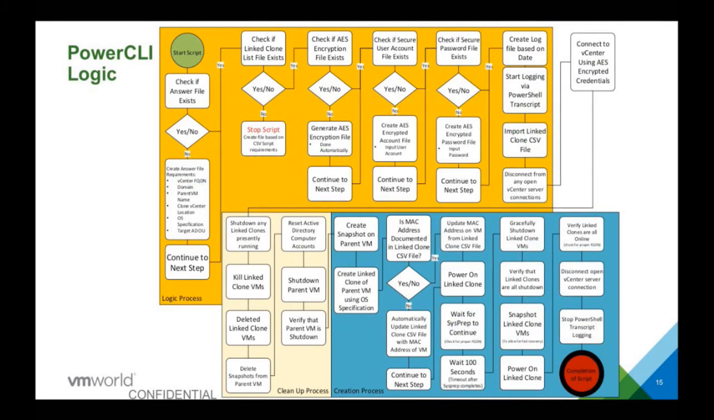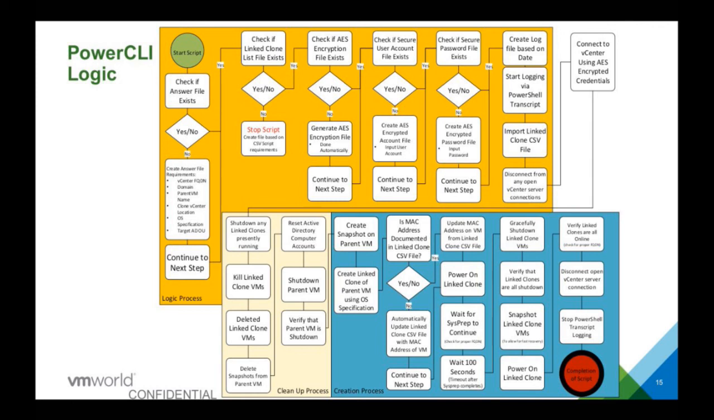So to keep moving on here, link clone process, how does it work exactly? I wrote a diagram here, and I apologize it's not bigger and easier to read, but it is a kind of complex logic process, but there's really only 3 processes to it. There's a logic process, and all it's really doing is a bunch of fact checking up front. The first time you run the script itself, it asks you a bunch of questions. You fill in the blanks. It creates a CSV file as an answer file for the future.